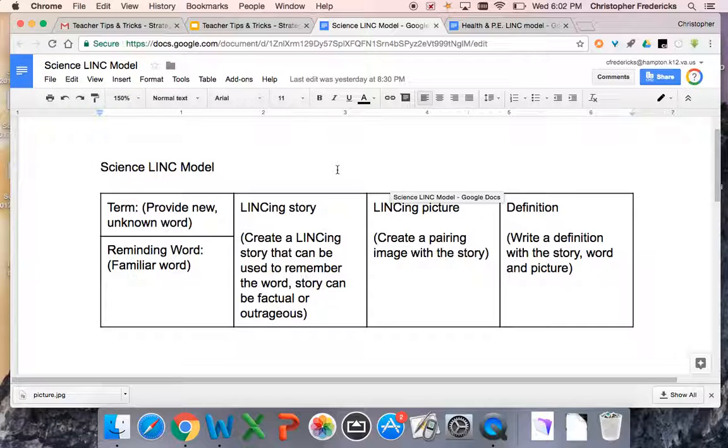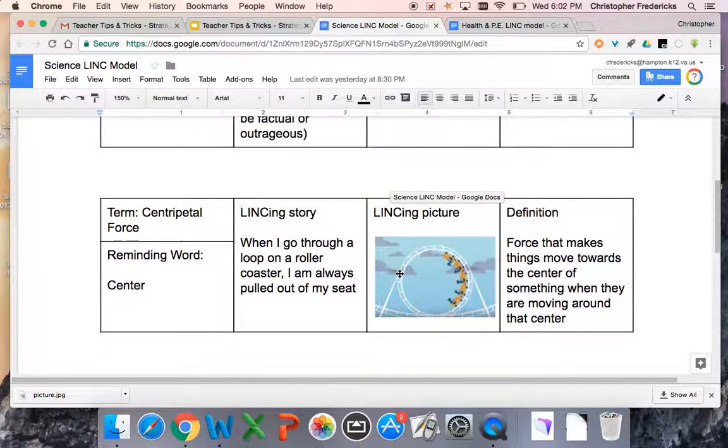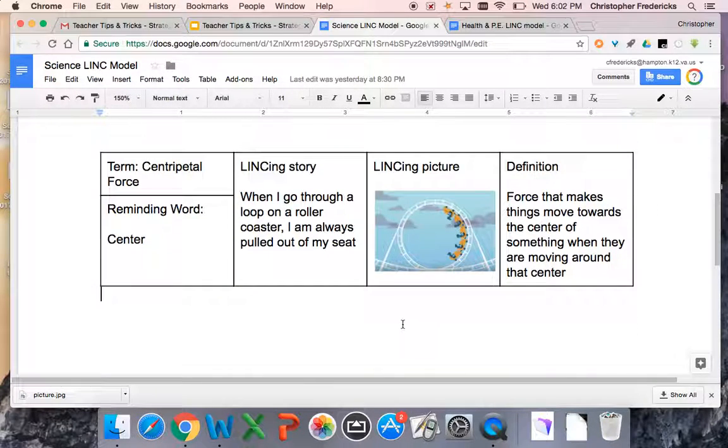Here is science. Again, everyone will have that same links strategy model to reference. This one is on centripetal force, and I will have to be honest with you, this did take me some research time. So again, think about using these models as a means for students to research and engage very deeply with your content knowledge instead of just rote memorization or writing down definitions and so forth.